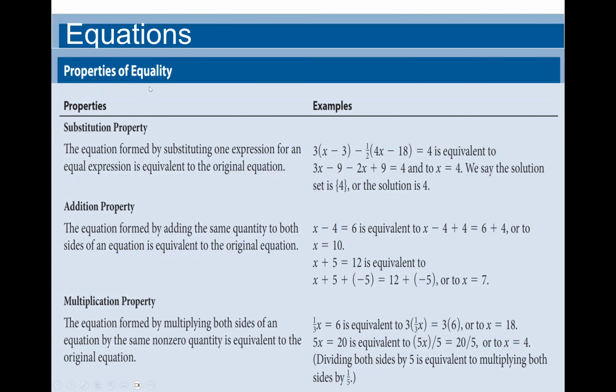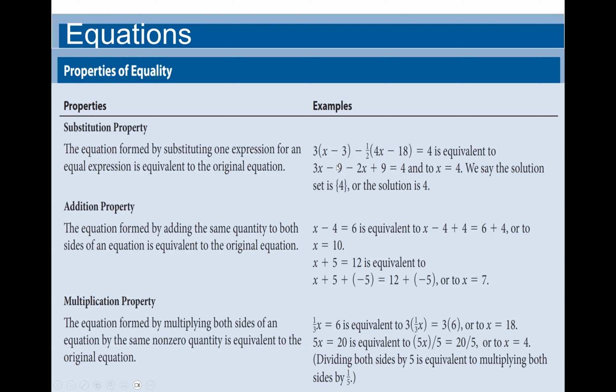Now let's see some properties of equality. First, we have the substitution property. So what we mean is that, for example, if we have 3 times (x minus 3) minus 1/2 times (4x minus 18) equal to 4. Now, it's the same as saying 3 times x, which will give us 3x, and also 3 times negative 3 will give us negative 9. Then negative 1/2 times 4x will give us negative 2x. Then negative 1/2 times negative 18 will give us positive 9, because negative times negative is positive. 1/2 times 18 will give us 9, equal to 4.